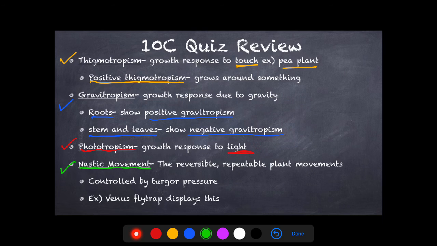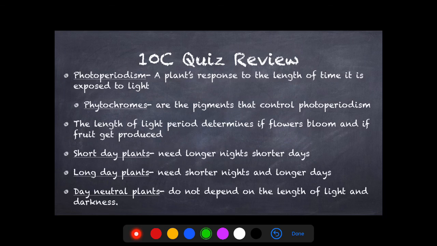Then we also talked about nastic movement. This is when you have reversible or repeatable plant movements. And this is going to be controlled by turgor pressure. So turgor pressure can be strong or not so strong, and therefore it can control the movement of the plant. An example is the Venus flytrap. Remember, we talked about the hairs. If a fly lands on the Venus flytrap and touches the hair, it can cause the Venus flytrap to close because of the turgor pressure that gets triggered.